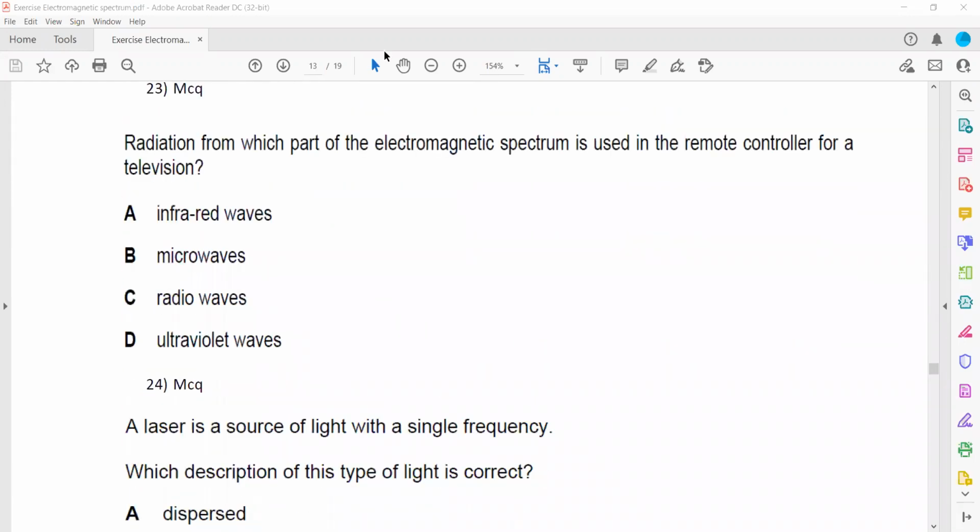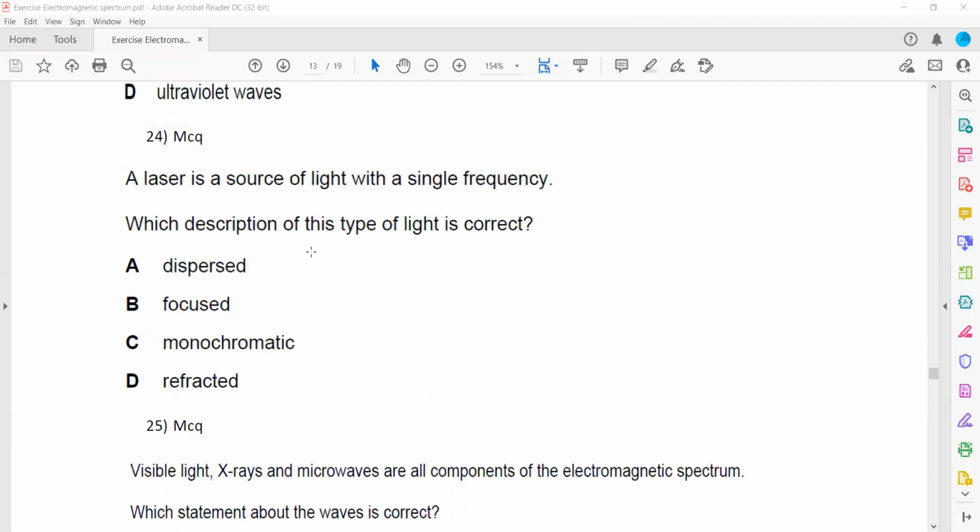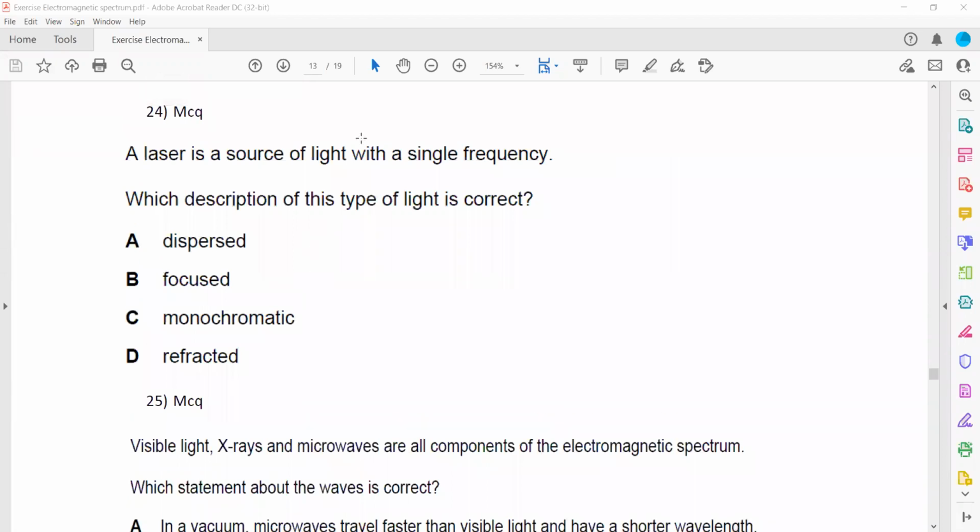Radiation from which part of the electromagnetic spectrum is used in a remote control? That is A. Microwaves are used for satellite communication, radio waves for terrestrial communication. Ultraviolet is used for sterilizing, killing bacteria, or in fluorescent lamps. Laser is a source of light with a single frequency. What do we call light having a single frequency? Monochromatic. The term mono means light with one frequency or one wavelength.